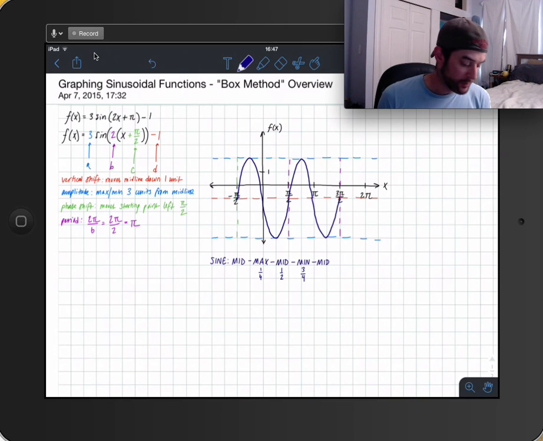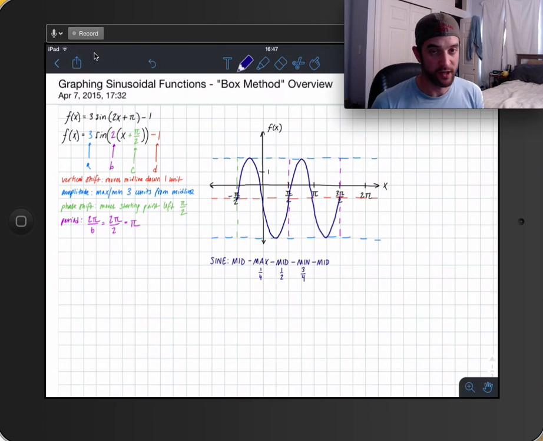In my next video, I'm going to do the box method with cosine. It's pretty much the same thing, only the order of mid to max to mid to min to max is a little different. And that's really the only difference. In the cosine video, I might not do all 4 transformations so you can see what the defaults for some of them are. And I'll talk about that in the next video.